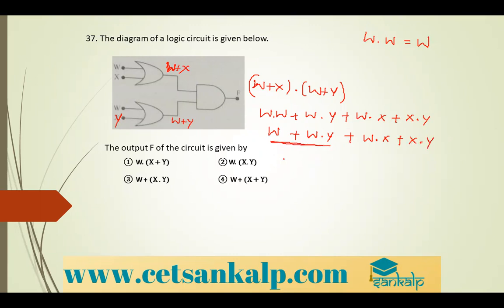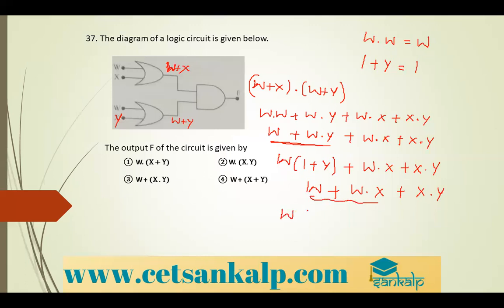In the first two terms, W is common: W times 1 plus Y, plus W dot X plus X dot Y. In Boolean expressions, 1 plus Y is equal to 1. 1 plus A in Boolean algebra is 1. So again W, W plus W into X plus X into Y. Again W is common, 1 plus X plus X into Y. Again it is equal to 1. So W plus X dot Y is your answer. So option 3 is the right answer. I hope now we are clear with this.